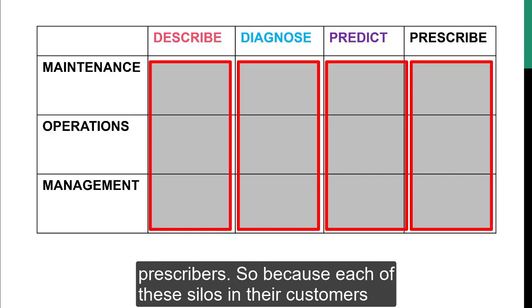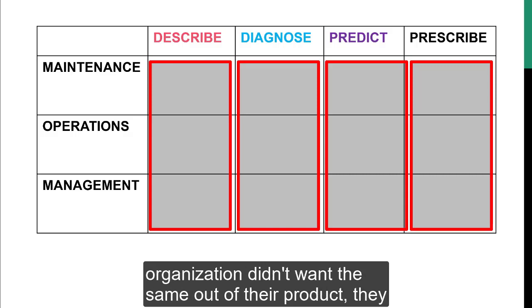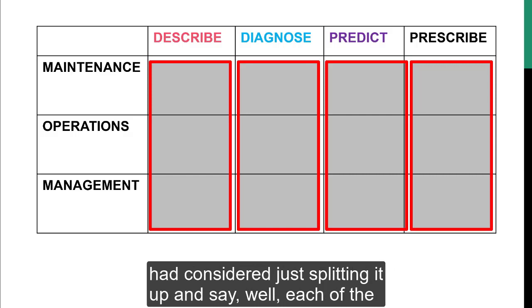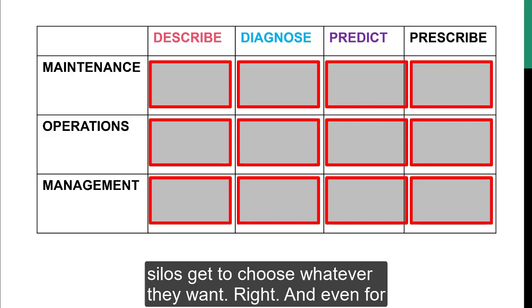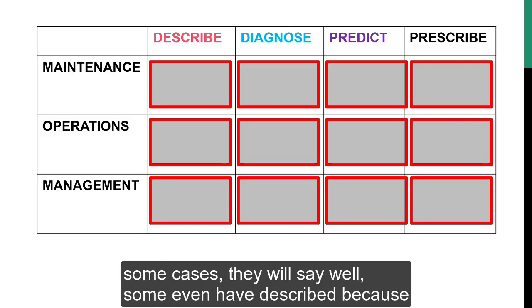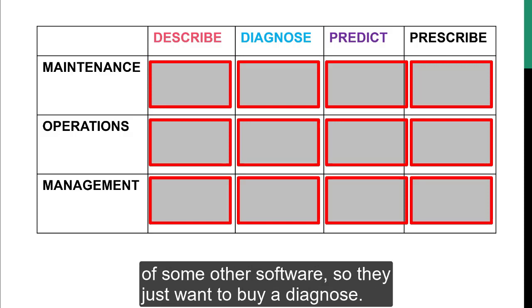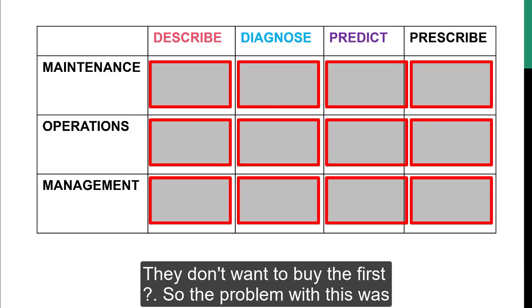So because each of these silos in their customer's organization didn't want the same out of their product, they had considered just splitting it up and saying, well, each of the silos get to choose whatever they want, right? And even for some cases, they would say, well, some even have Describe because of some other software, so they just want to buy Diagnose, they don't want to buy the first bit, and so on and so forth.